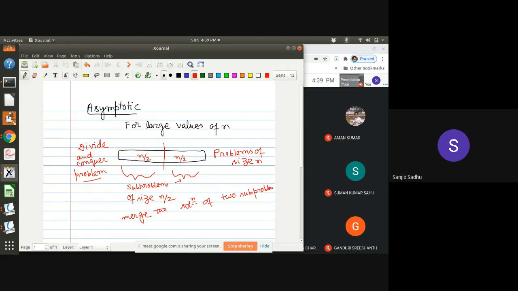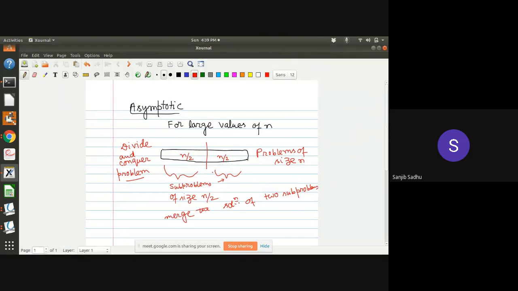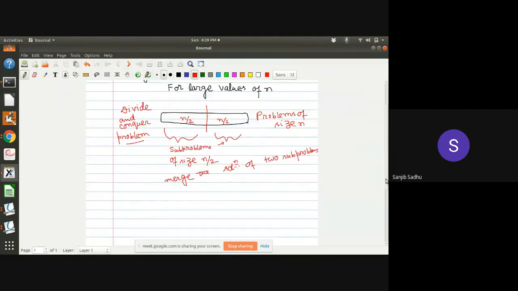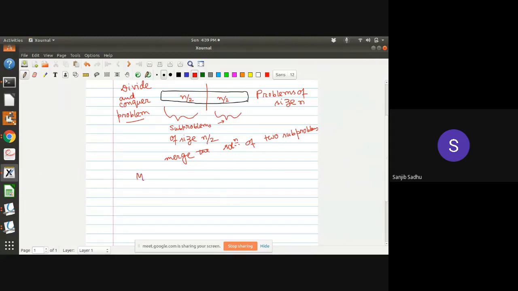So this technique is used in so many cases. For example, merge sort, quick sort, and also matrix multiplication, or multiplication of two n-bit numbers. This technique will be used. You already know merge sort, so I am just starting the merge sort here.